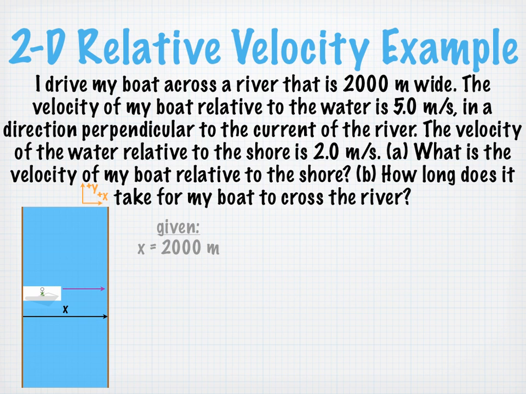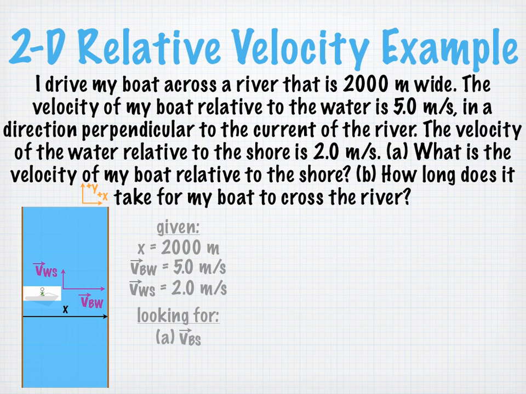So let's call that vector VBW, B for boat and W for water. Next, the velocity of the water with respect to the shore, which we will call VWS, is 2 meters per second. We draw this upward in the positive direction along the river. Next, what are we looking for? Part A asks us for the velocity of my boat relative to the shore. We will call this VBS, B for boat, and S for shore. And part B asks us for the time it takes for my boat to cross.